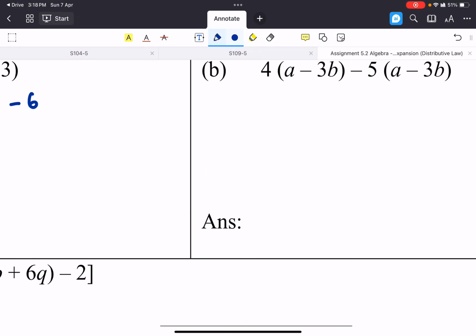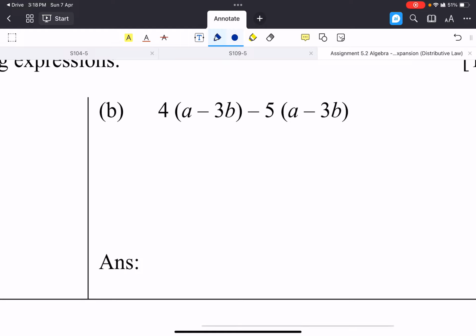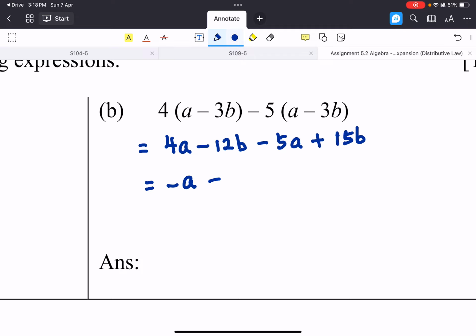Okay. Moving on to example B. Well, over here, we distribute the 4 in. So we have 4a minus 12b. And then once again, this is negative 5 multiplied by a, negative 5a. Negative 5 times negative 3b is positive 15b. Put them together, we have negative a plus 3b.